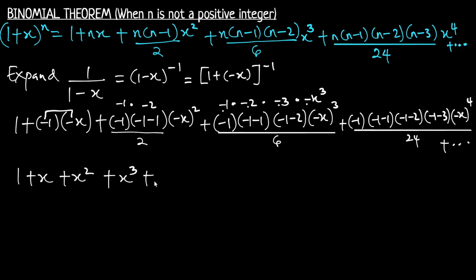You can guess what the next one is going to be. X to the power of 4, right? Exactly. So this is going to be negative 1, negative 2, negative 3, negative 4, and x to the power of 4. And all of this for positive 24, and it's going to be x to the power of 4. So this goes like that.